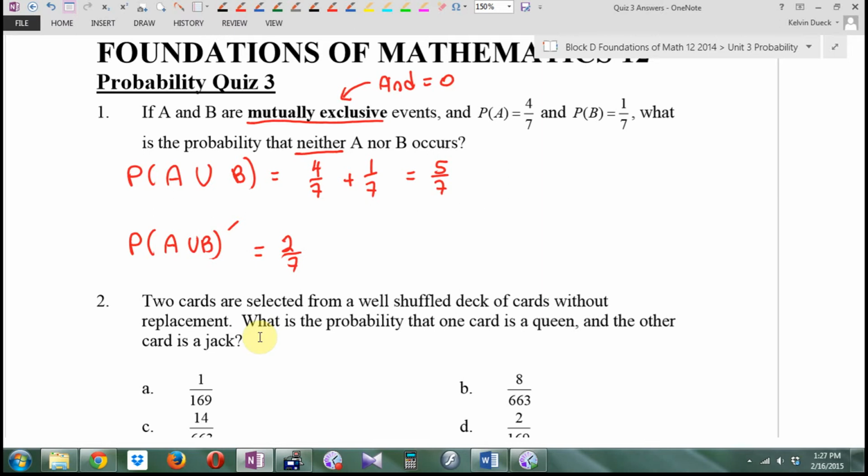Or means add minus the overlap, no overlap. What's the opposite of or? None. Because remember, or means one or the other or both.